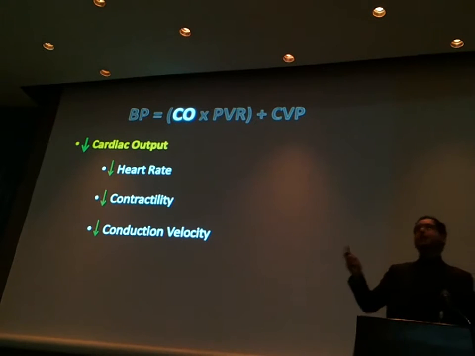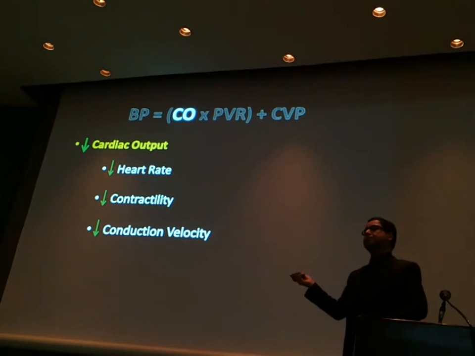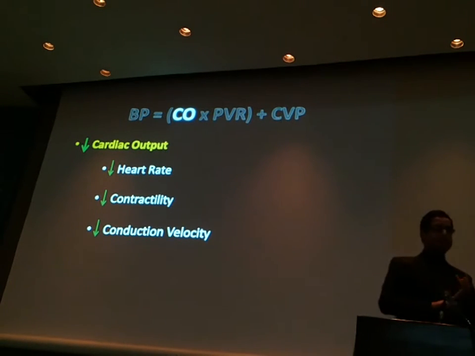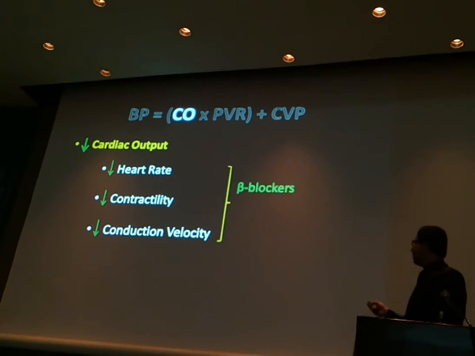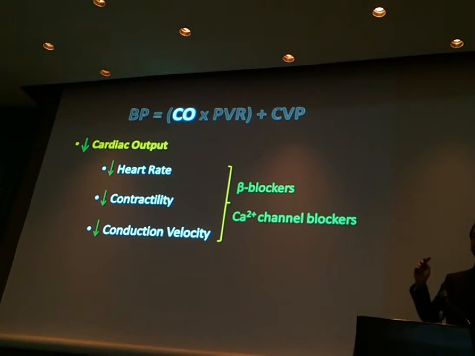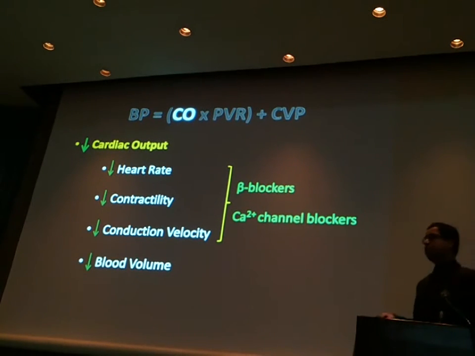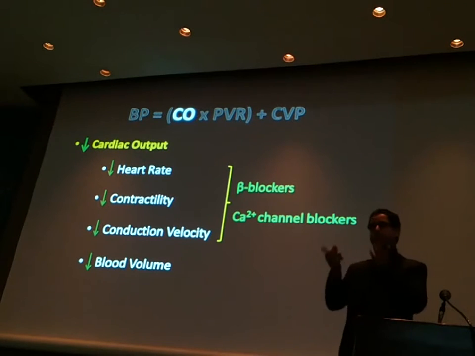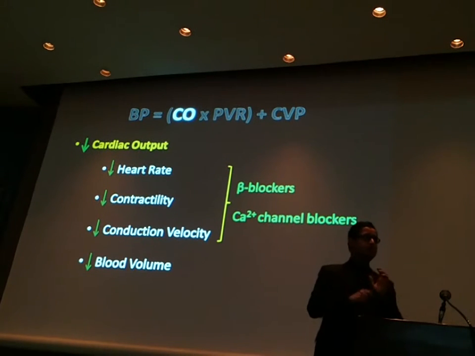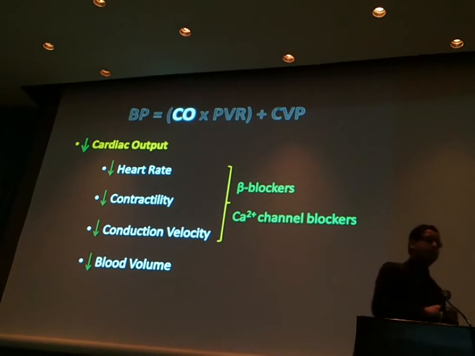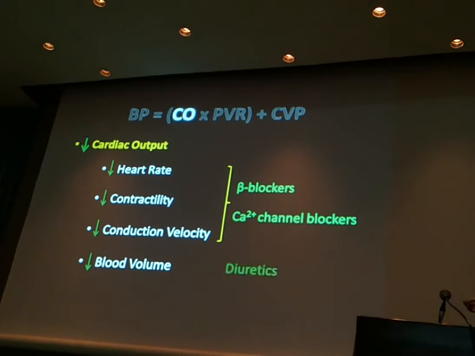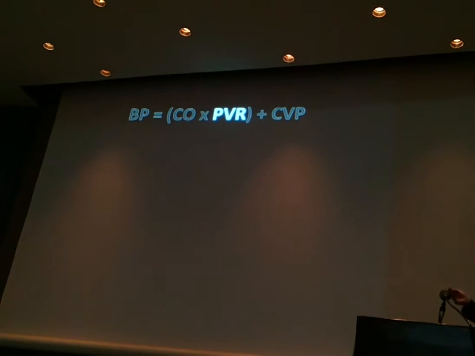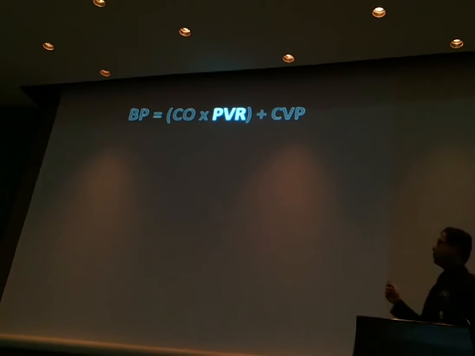What could be the major classes that could achieve these functions? Beta blockers, yes? Calcium channel blockers, right? Good. So these are the two major classes that will achieve this. And the third one is to decrease the stroke volume or the blood volume in general: diuretics. Okay. Now, the second part would be to reduce the peripheral vascular resistance.